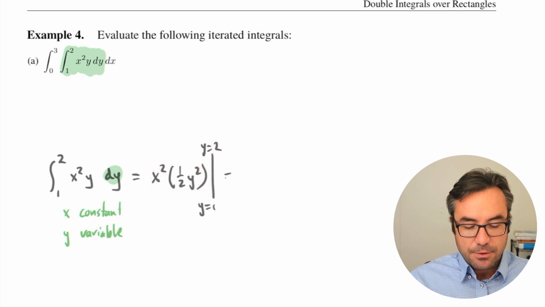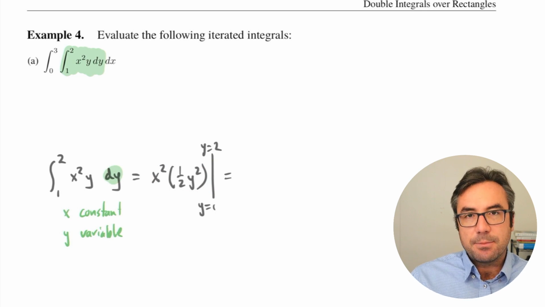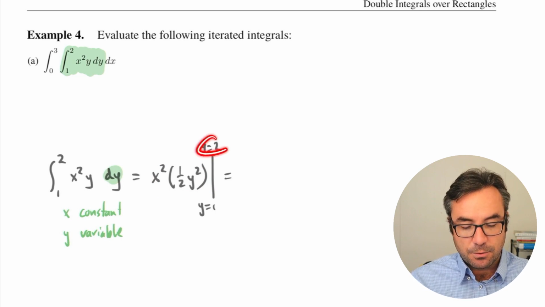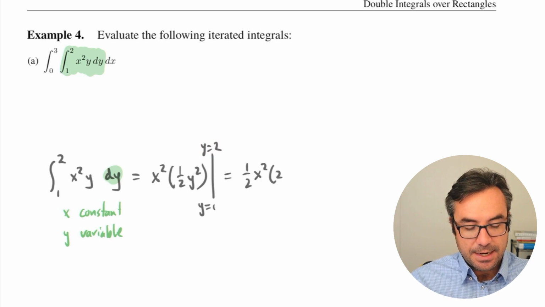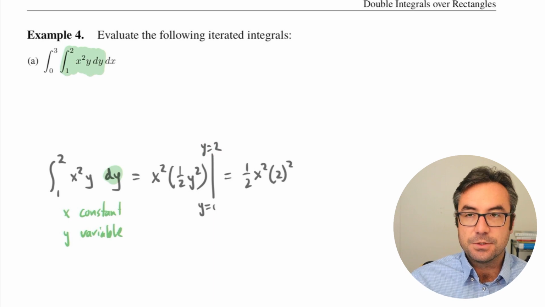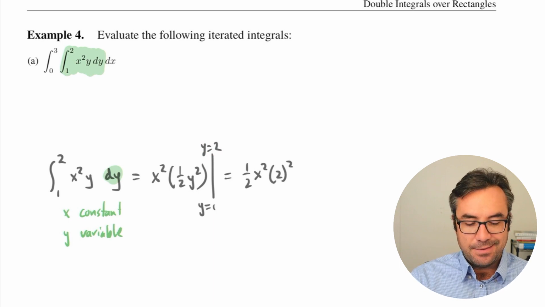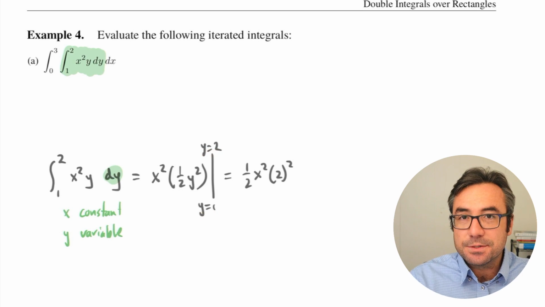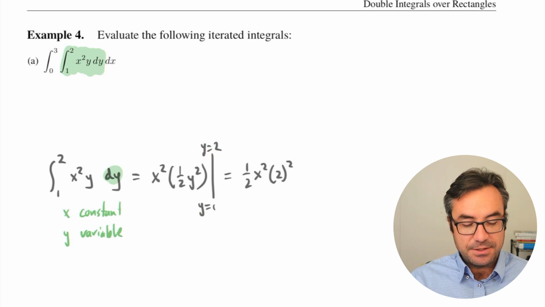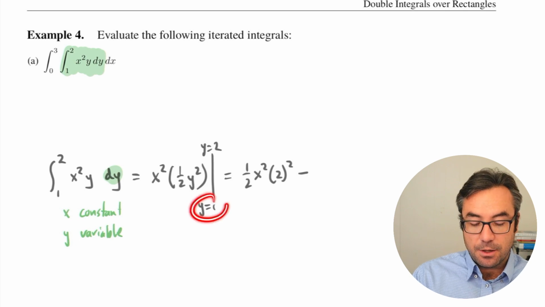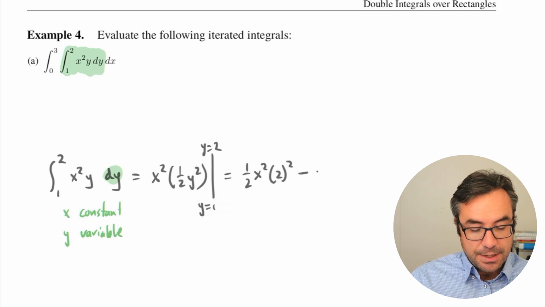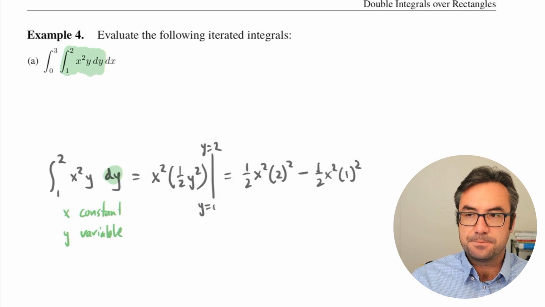And so when we evaluate, the top number is going to go in first. So we're going to plug y equals 2 in. And when we do that, we get 1/2 times x squared times 2 squared. So we're only plugging in for y. That's why it's helpful to write y equals, just to help emphasize. Then we subtract, and then we plug in the lower number, the 1.